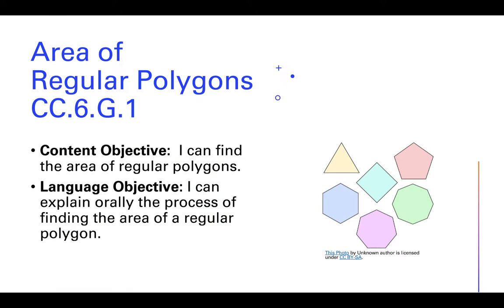So, how do we find the area of regular polygons? That's the topic for today. We have two objectives. Our content objective, which means what are you going to learn? At the end of this, you should be able to say, I can find the area of regular polygons. And then the second objective, like your second goal, is language. You have to focus on language. There are 4 parts of language: reading, writing, speaking, and listening.